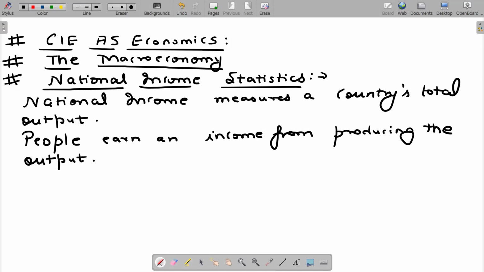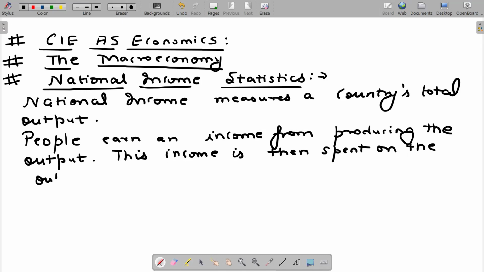This income is then spent on the output. So when the output is produced in the economy, those who have produced this output are nothing but the factors of production. Remember, we had covered factors of production in the microeconomics module: land, labor, capital, and entrepreneurship skills. When these factors of production produce output, they are rewarded. That means land earns rent, labor earns wages, capital earns interest, and the entrepreneur gets the profits. That means whatever output is produced generates income for all the factors of production, and then this income is spent on buying that output.